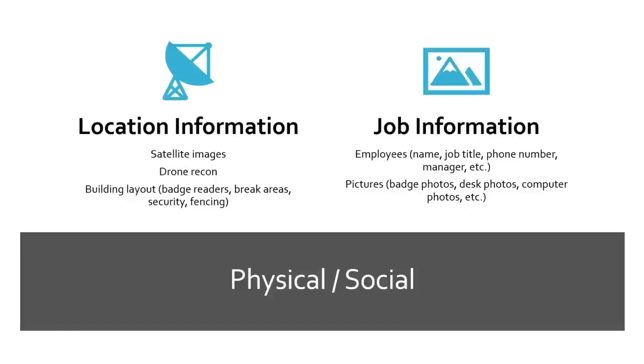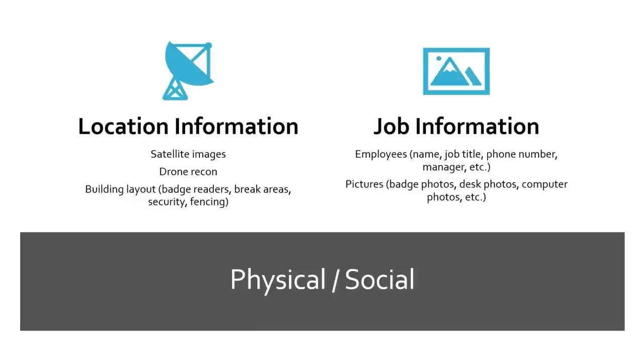Now, the other aspect of this is the job information. So we might be looking for employees online. I might want to know somebody's name, job title, phone number, who their manager is. I try to get a good idea of what people look like, so if I see them on site, I have a good idea who they are. I also look for pictures. I cannot tell you how many times a badge photo is posted on LinkedIn or somebody posted on Twitter. You can see all the memes out there about people posting their photos at work, and it's bad. It happens all the time. I see it to this day.